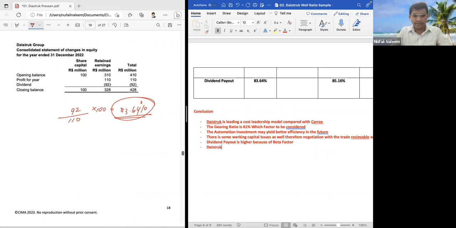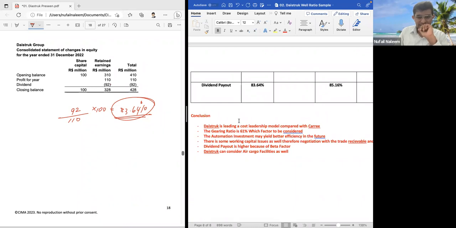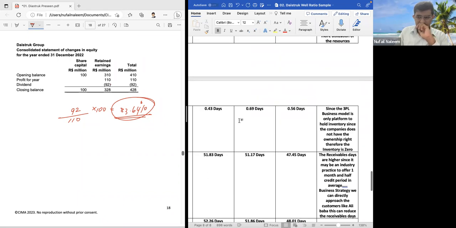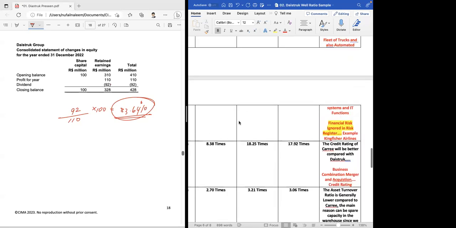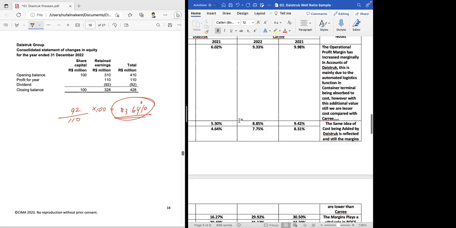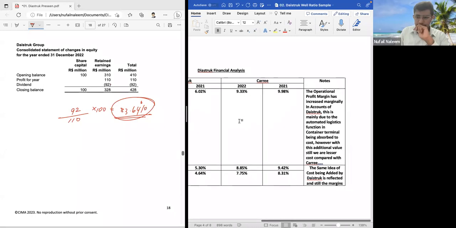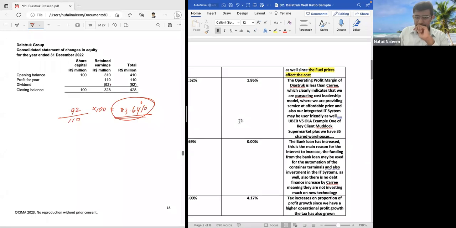Daistruk can consider air cargo facilities as well. That is one more factor. Anything which I missed, students? You all can tell me. Is it fine? Did I miss anything? I can add your points. Priscilla, did I miss anything? No. Okay. I'll just have a quick recap.